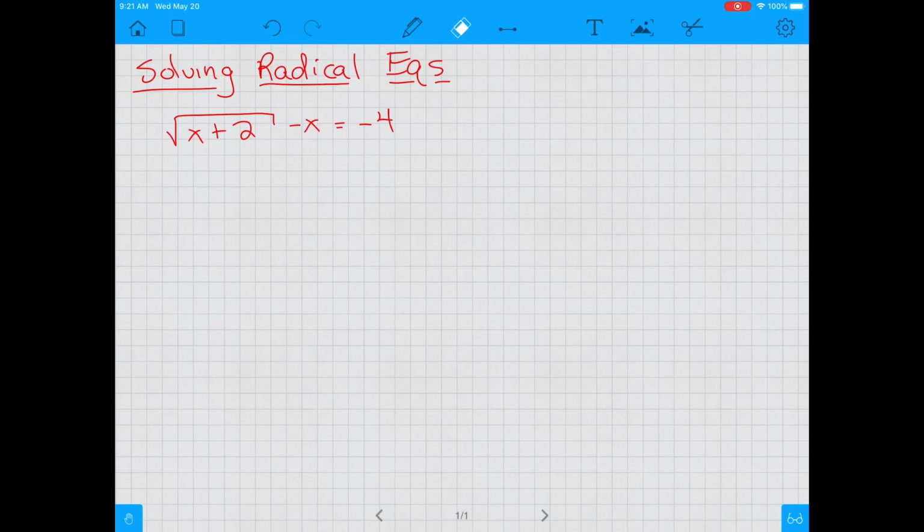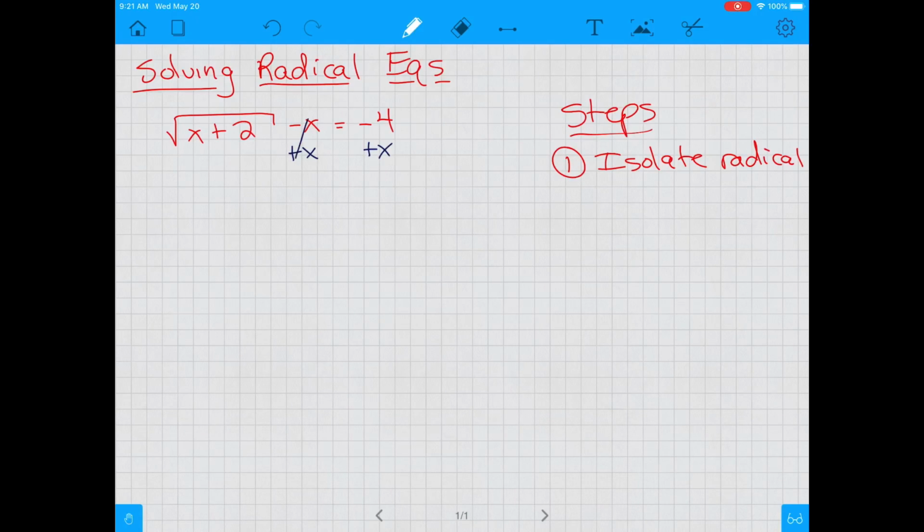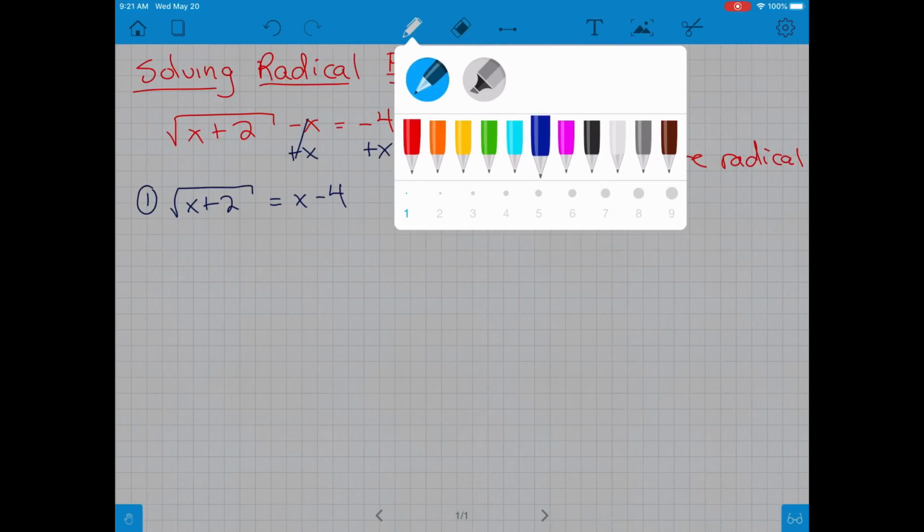There's a couple of easy steps here. You can see the example that we have. The first thing you always want to do, so I'll put our steps over here. Step one, always, you want to isolate the radical. Get the radical by itself. In this particular case, all that means is I'm going to add x to both sides. So now after step one is complete, the square root of x plus 2 equals x minus 4. Easy, right?